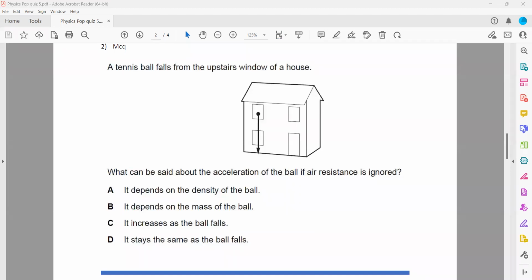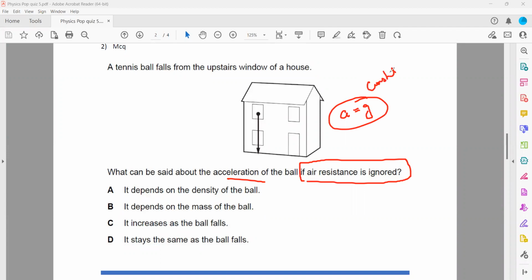The next one: a tennis ball falls from an upstairs window of a house. What can be said about the acceleration if the air resistance is ignored? When air resistance is ignored, the acceleration is always equal to the value of gravity of that planet, so the acceleration will always be constant. For a falling object without air resistance, the acceleration will always be constant.